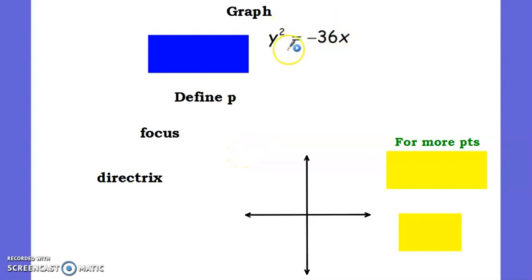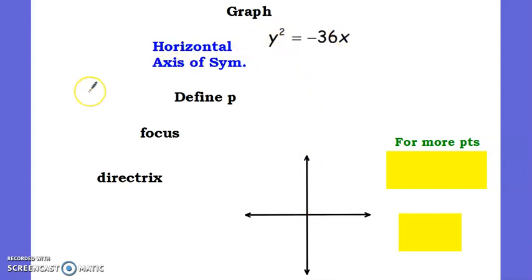So again, in this basic form where the vertex is at the origin, if we have a y squared, immediately that tells me it's a horizontal axis of symmetry. And really the only other thing I need to know is what the p-value is. Remember that if it's y squared equals 4px, I can say that 4p then equals negative 36, and p will equal negative 9.